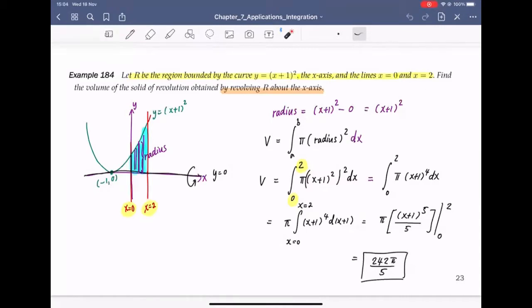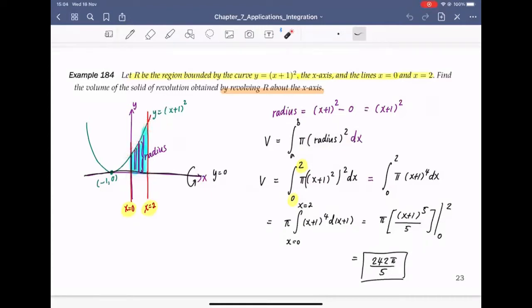So for sure, if I cut the region like that, every time I cut here, I'm gonna get a circle. As you can see, the region is here, and after you rotate it, you're gonna get some solid like that. If you cut the vertical line, you're gonna get the cross section to be a circle, and then you can use pi r squared in the integrand, and you just need to figure out what your radius is. Your radius for this question is going to be x plus 1 squared, which is the top line, minus the bottom line, which is x equal to 0.